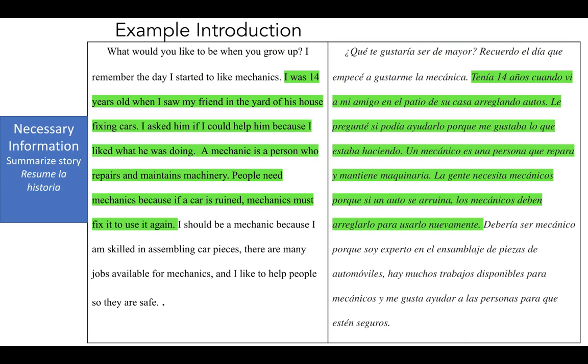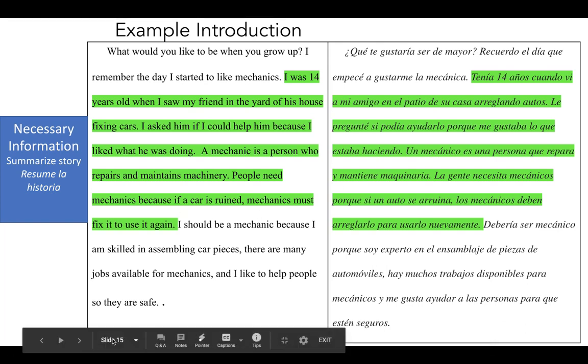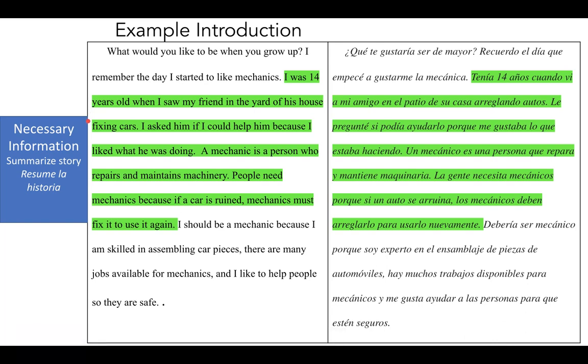In the next part, we have the necessary information, including a definition of the name of the job. Depending on your essay, this may be different. Some of you are writing about jobs, others are writing about coronavirus or your own topic. But in the necessary information, you need to include the definition of some important words. This example says, I was 14 years old when I saw a friend in the yard of his house fixing cars. I asked if I could help him because I liked what he was doing.